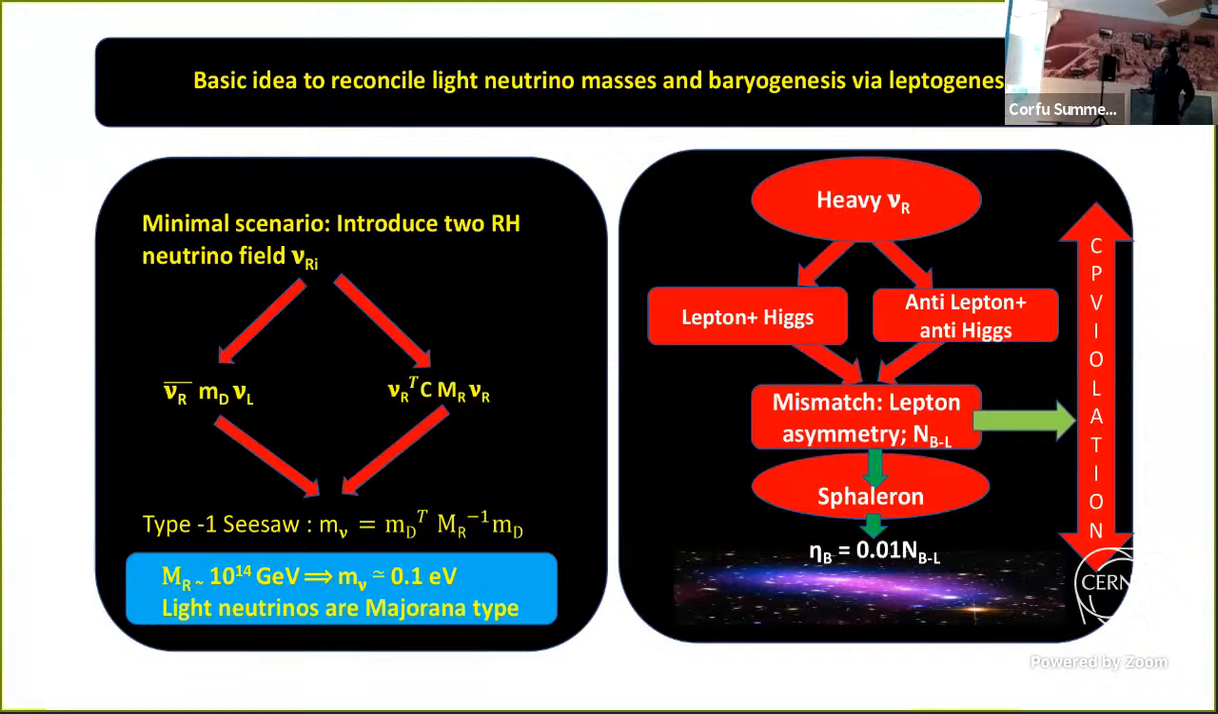But the main point is, if you include this Majorana mass term, the heavy neutrinos can decay CP asymmetrically to lepton and Higgs, or anti-lepton and anti-Higgs, the CP conjugate state of Higgs. If there is CP violation in the theory, or if the Yukawa couplings are generically complex, then there could be a mismatch and you generate lepton asymmetry. That lepton asymmetry will be further converted to baryon asymmetry via the sphaleron transition, and therefore we can explain the observed baryon asymmetry. So this is the basic idea.